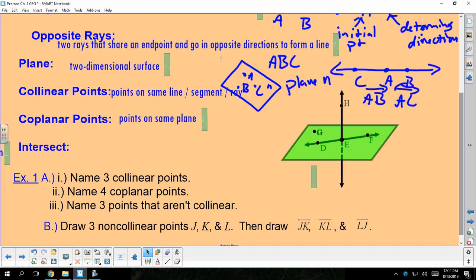And so we dealt with intersecting lines in Algebra 1 and found that the intersection is a point. But intersect means that two figures have at least one point in common. They can have more than one point in common. So if we have two planes that intersect, the intersection is going to be a line.